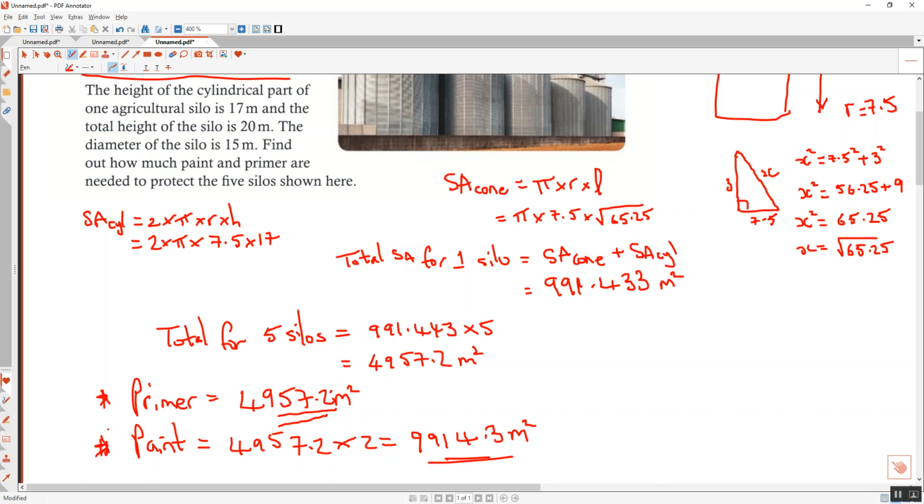If you were in doubt, because some people said, should we add these 2 answers together? No, the question doesn't ask you to. The question just says, find out how much paint and primer is needed. This is how much primer I need. This is how much paint I need. So as far as I'm concerned, we're done. We don't need to do anything else other than that. Any questions on that?